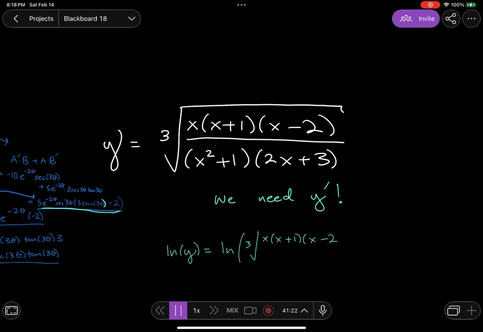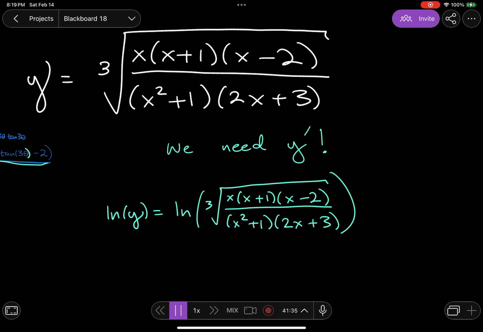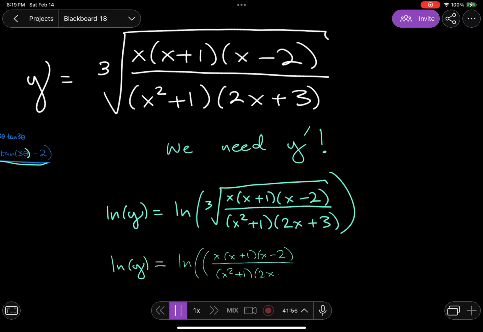This is where I'm hoping everybody remembers their algebra 2. I'd be impressed if you talked about logarithms in algebra 1. Pre-calculus, if you will. Okay, before we do anything, we are going to use some logarithm rules. This is the same thing. So the natural log of y is equal to the natural log of this whole thing, x times x plus 1 times x minus 2, all divided by x squared plus 1 times 2x plus 3, all raised to the 1/3 power.